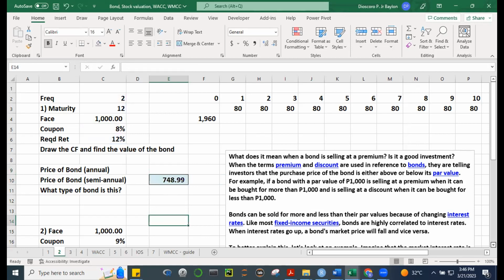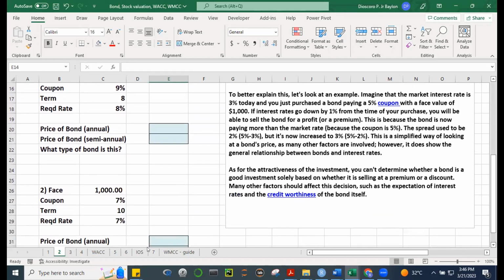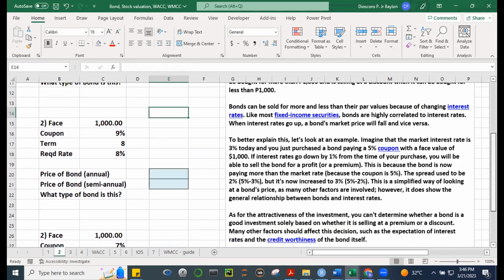So how about the next one? Let's try to finish at least the bond valuation, and then we'll continue with the stock valuation next meeting, because we probably won't get to the stock valuation. Let's see.